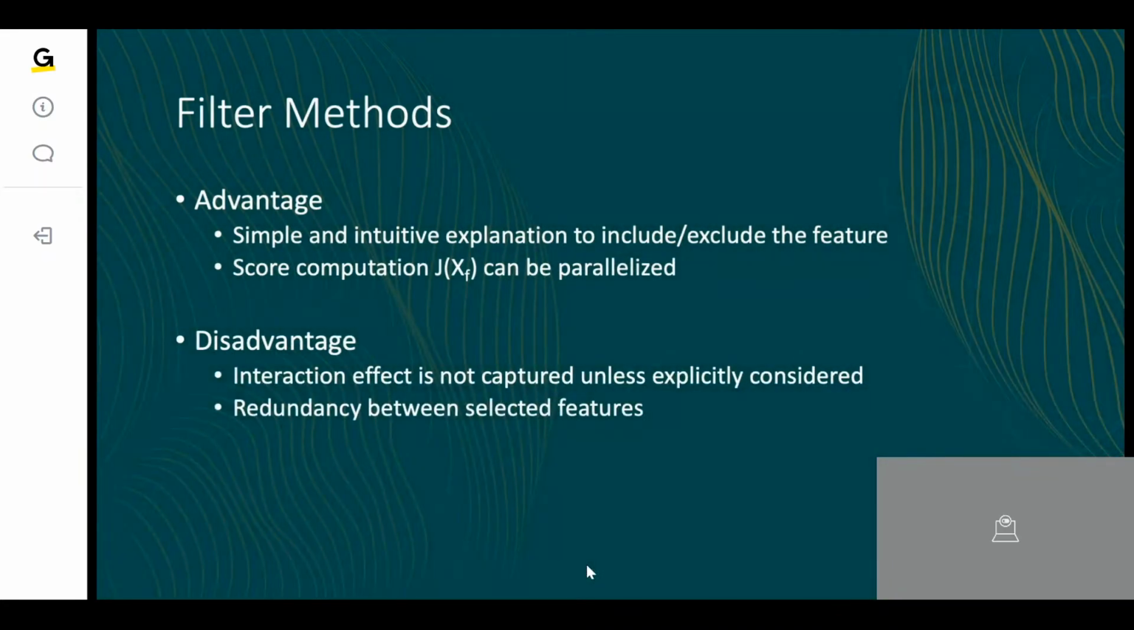Okay, so on one hand, you can parallelize the computation of the goodness function or the goodness score, but at the same time, the interactions are not captured, and then you would end up with a suboptimal model selection process.